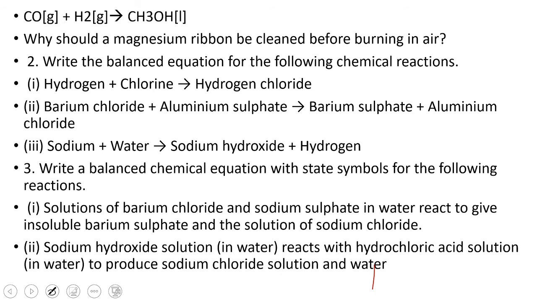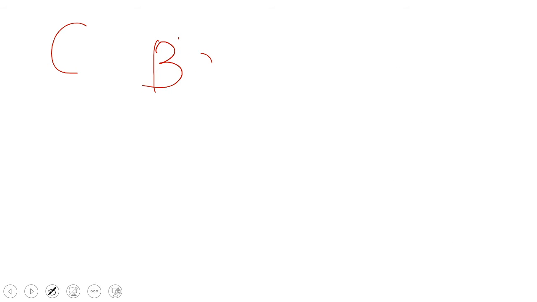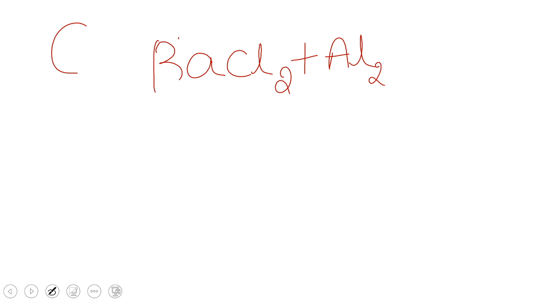Next one. Barium chloride reacts with aluminium sulfate. This is barium chloride and aluminium sulfate. Right, so we'll write the chemical equation. Barium chloride reacts with aluminium sulfate.